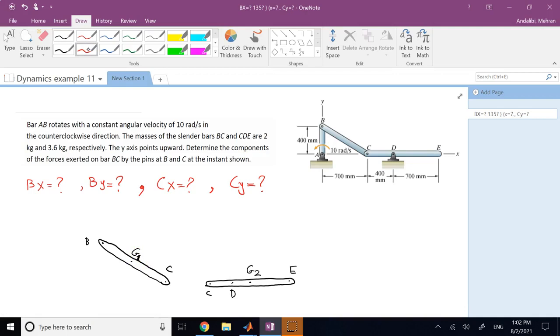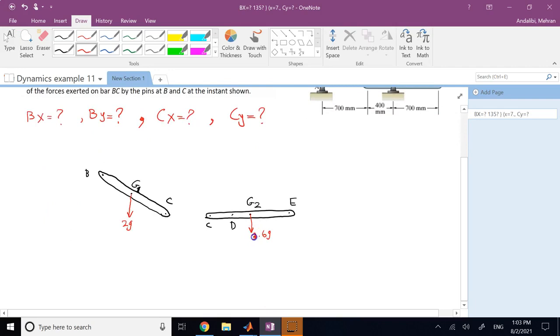What forces do we have? Definitely at the centroids, we have the weights. So this is the weight of BC, which is 2 kilograms, so I write it as 2 times g. This is the weight of CDE, which is 3.6 times g, because the mass of the member is 3.6.